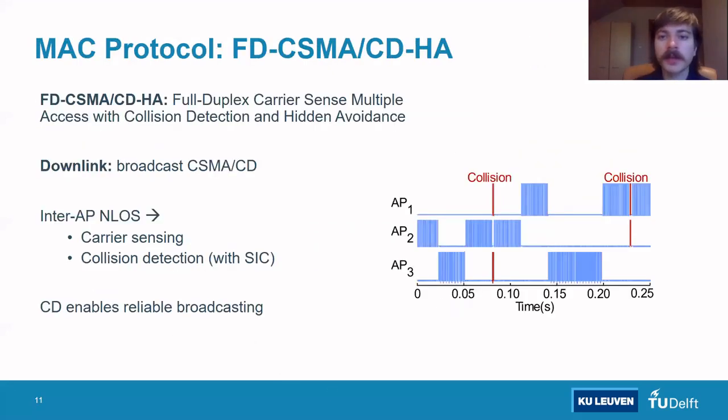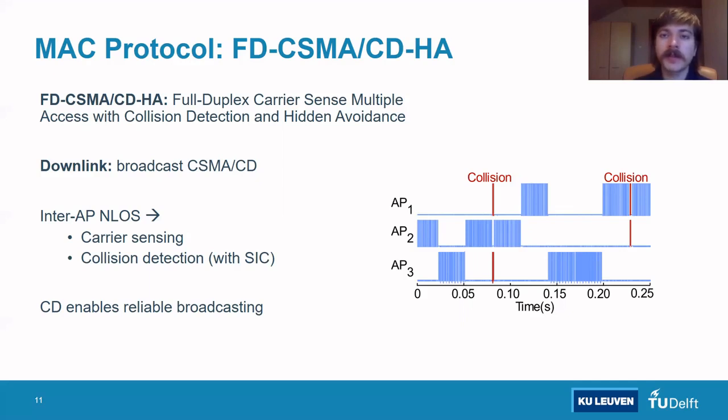So now let's look at the MAC layer. We developed a MAC protocol that we call Full Duplex Carrier Sense Multiple Access with Collision Detection and Hidden Avoidance, or FD-CSMA/HA. On the downlink, this MAC protocol is equivalent to CSMA/CD, where the AP uses carrier sensing before transmission, and while transmitting the start of a frame, it performs collision detection to detect if it starts transmitting at exactly the same time as a neighboring AP.